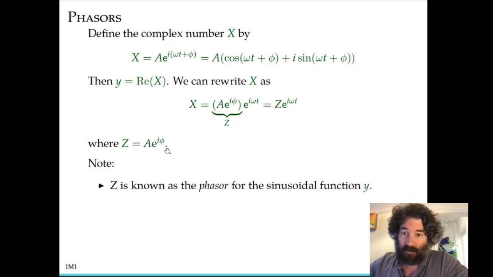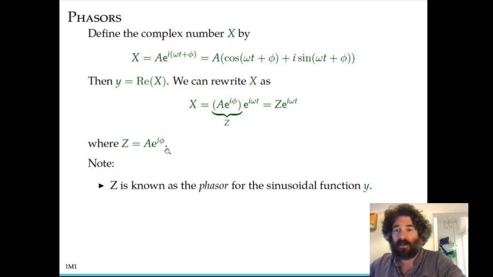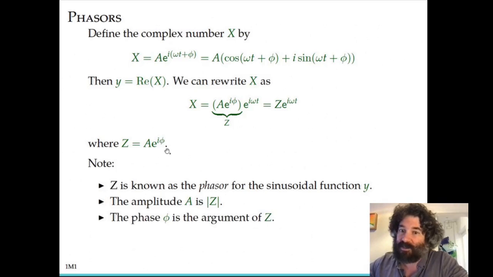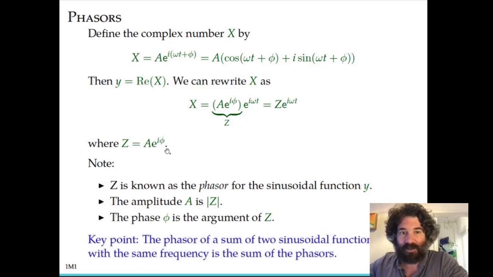So note that this z, known as the phasor for a sinusoidal function. Once we're given a frequency, omega, each phasor corresponds with a sinusoidal function. The amplitude of the phasor is exactly the modulus of z. The phase of the sinusoidal function is the argument of z.